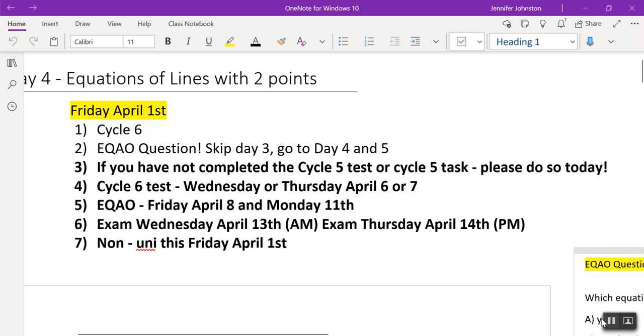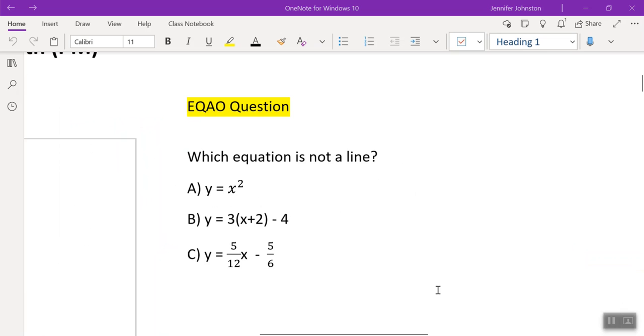All right, perfect. Let's get started. So here's your EQAO question. Give it a read. It says, which equation is not a line? Is it A, y equals x squared? B, y equals 3(x plus 2) minus 4, or C, y is equal to 5 divided by 12x minus 5 over 6?